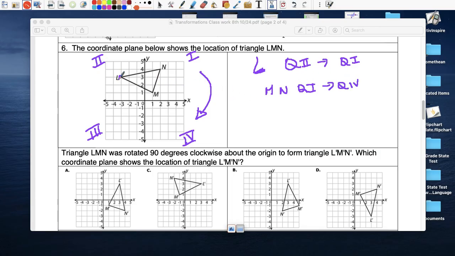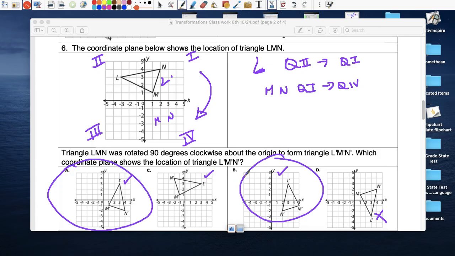So I need L to be here in quadrant 1. This works, this works, this works. This one is not, because L is in quadrant 4. L should be in quadrant 1. So L is going to go from quadrant 2 to quadrant 1. M and N should both be here, and L should be here. That's what's going to happen after a rotation of 90 degrees. So do we have anything that looks like this? Yeah, we have A, and we have B. Now we just have to figure out which of those is correct.